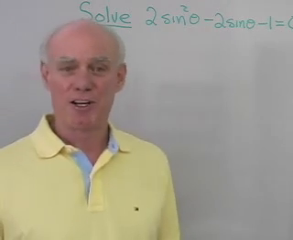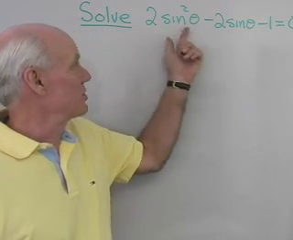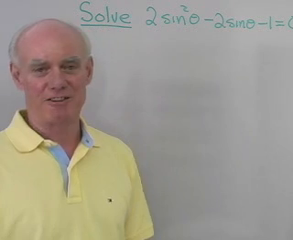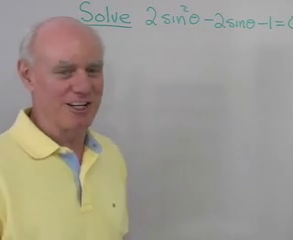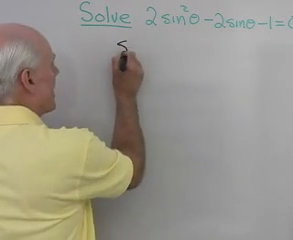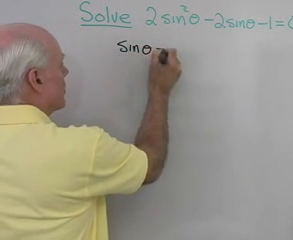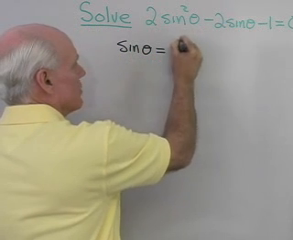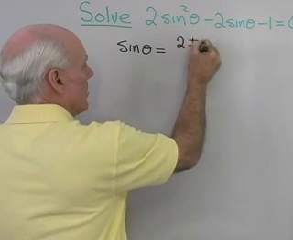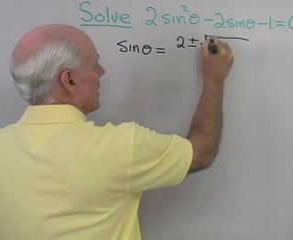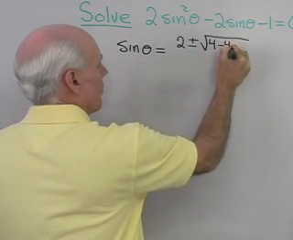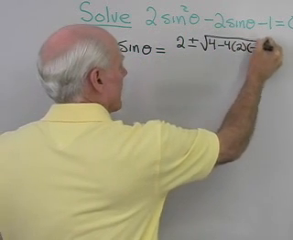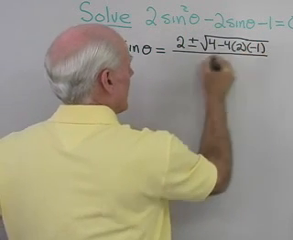All right, here we have a quadratic equation in sine theta. 2 sine squared minus 2 sine minus 1 is equal to 0. Okay, this one doesn't factor, so I'm going to have to use my quadratic formula. Let's take a look. Sine theta is going to be, by the quadratic formula, negative b, so negative 2 is positive 2, plus or minus square root of b squared, so 4 minus 4 times a times c, all divided by 2a.